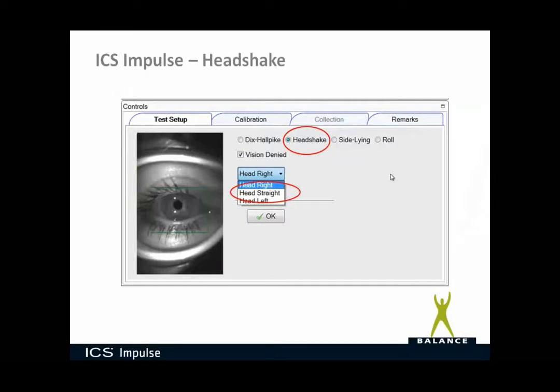Once I rename it, under dynamic positional, I now have Headshake in that second position where Hallpike Stinger used to be. And then I would recommend that on the drop-down list, you just choose head straight. This drop-down list does still apply to Hallpike Stinger, but just choose head straight and it will be fine.